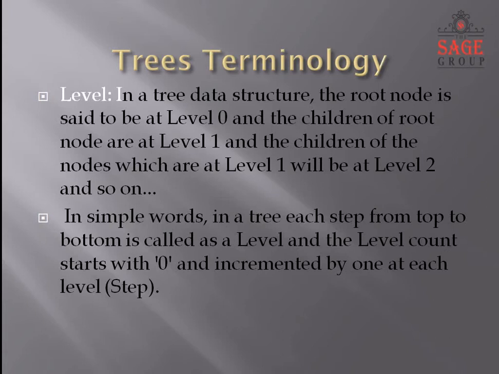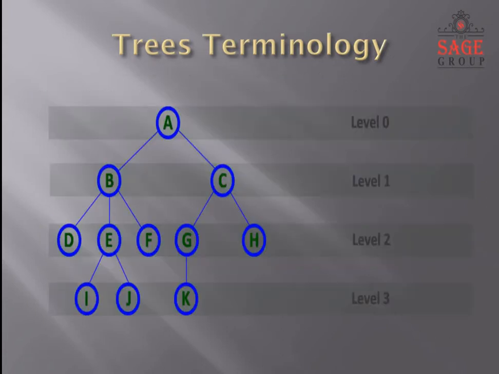In simple words, we can say that in a tree, each step from top to the bottom is called the level, and the level count always starts with 0 and is incremented by 1 at each level. So, see here, you can see a tree, and here A, which is the root of the tree, is at level 0. B and C are at level 1, that means the children of the root node are at level 1, their children are at level 2, and lastly we have level 3. So, these are the 4 levels in this particular tree shown in this example.